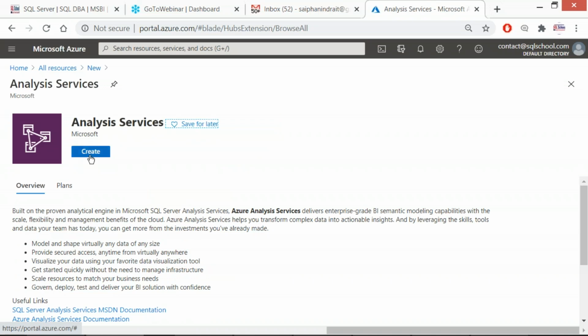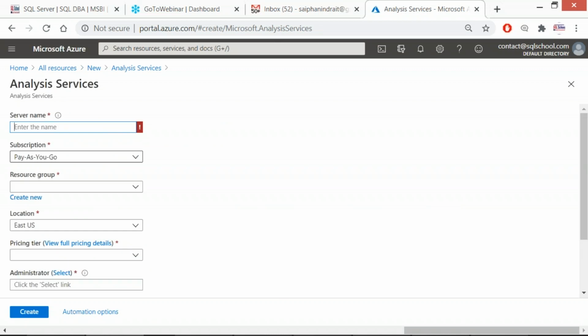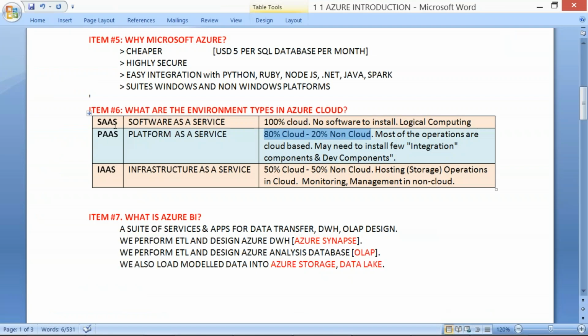So the actual design would be on-premise, whereas the storage environment for SSAS, basically SQL Server Analysis Services, is in Azure. So it is involving both on-premise design and cloud hosting. In the first component, it is cloud design, cloud hosting. Whereas in the second item, on-premise design and cloud hosting, it is involving both.